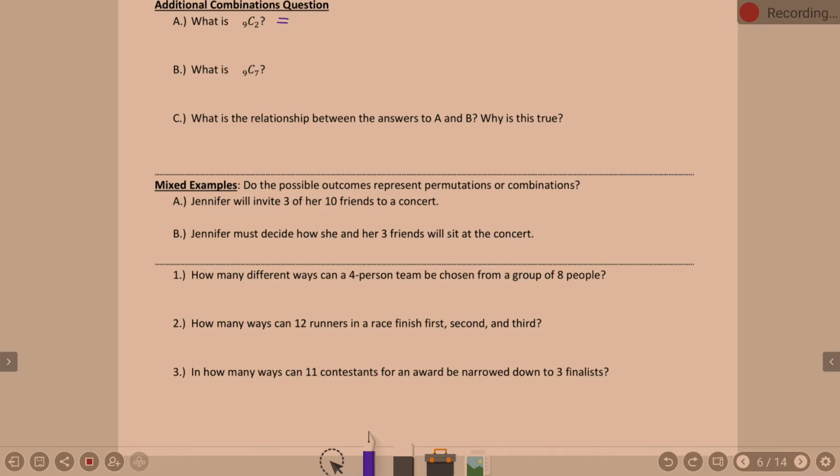What is the setup here? In order to do the combination of 9 things, pick 2 at a time. What goes on top? 9 factorial. What goes on bottom? 2 factorial times 9 minus 2 factorial, which, if I clean it up one more step, is 9 factorial over 2 factorial and 7 factorial. Now, I'm not going to write it all out and do all the canceling. You can if you want.